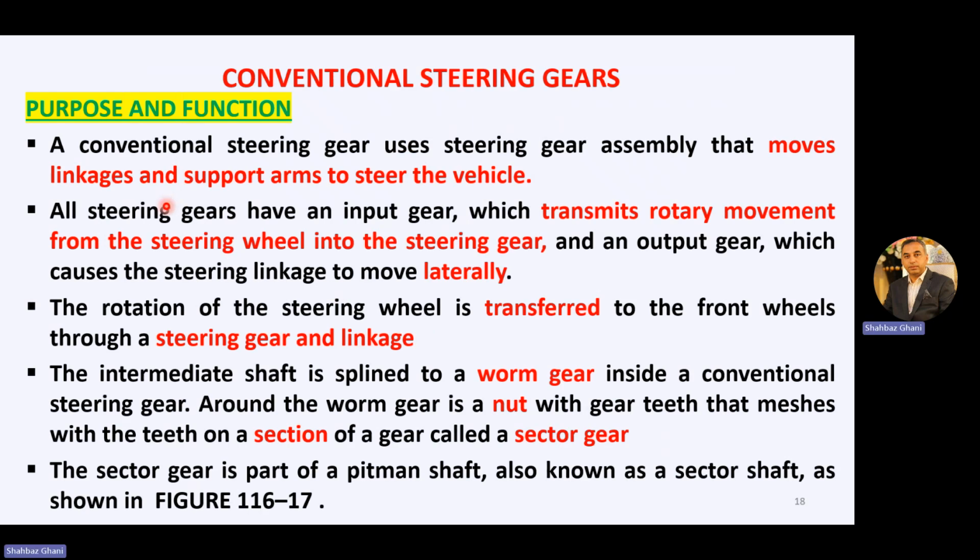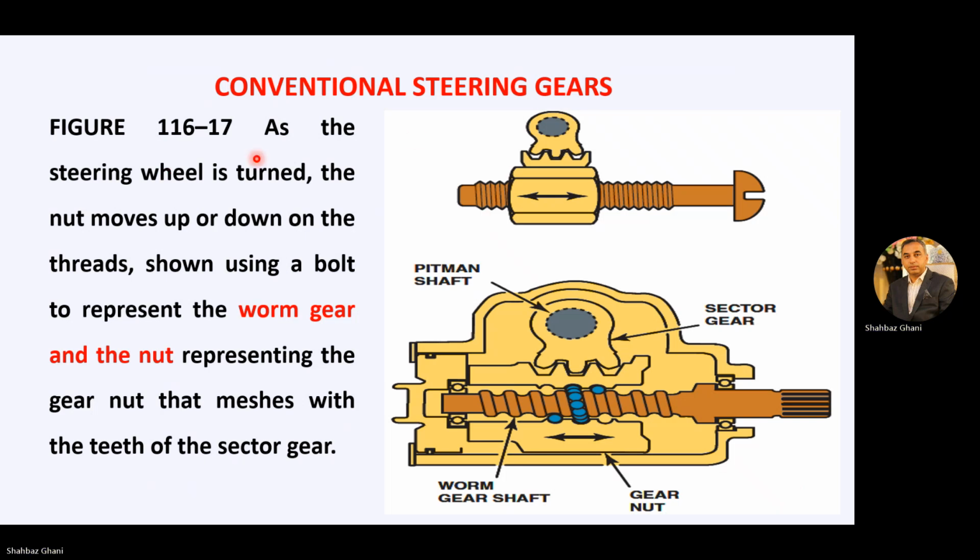Now the third part is the steering gears. A conventional steering gear uses a steering gear assembly that moves linkages and support arms to steer the vehicle. So it depends on different types. We have the sector gear on a pitman shaft, also known as the sector shaft. Let's see, this is the conventional steering gear mechanism in which we have a pitman shaft here, the steering gear, the sector gear, and it is connected with the worm gear shaft.